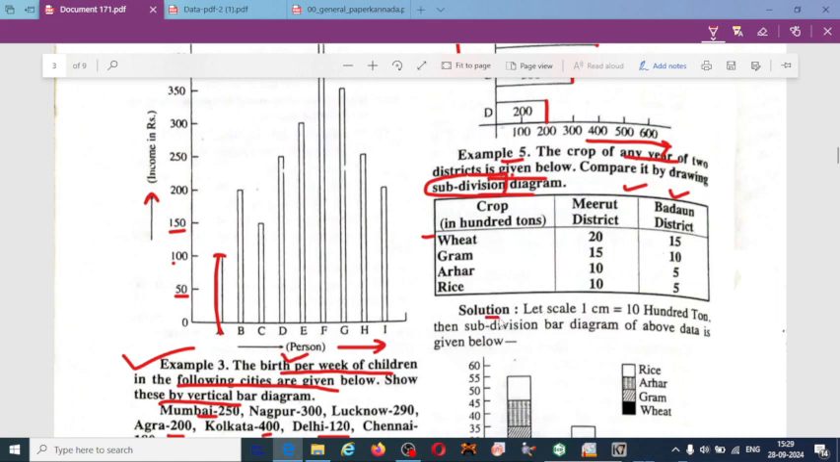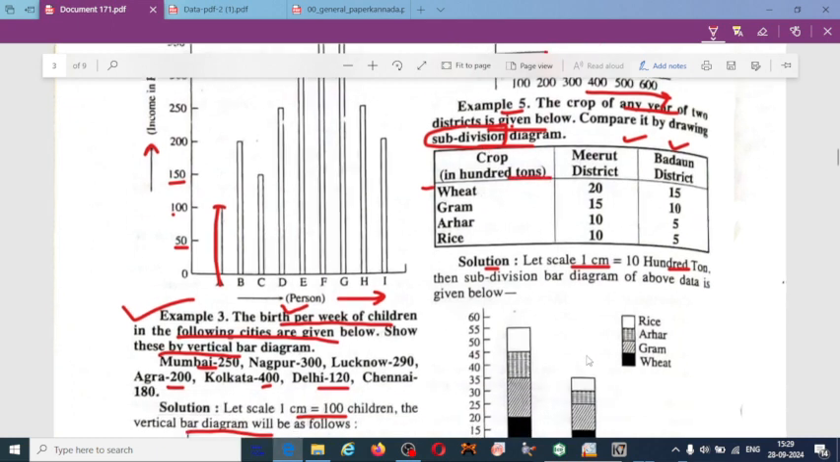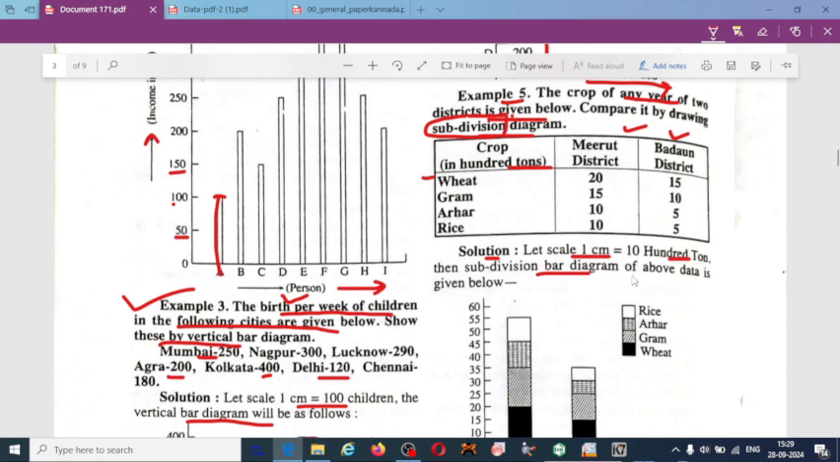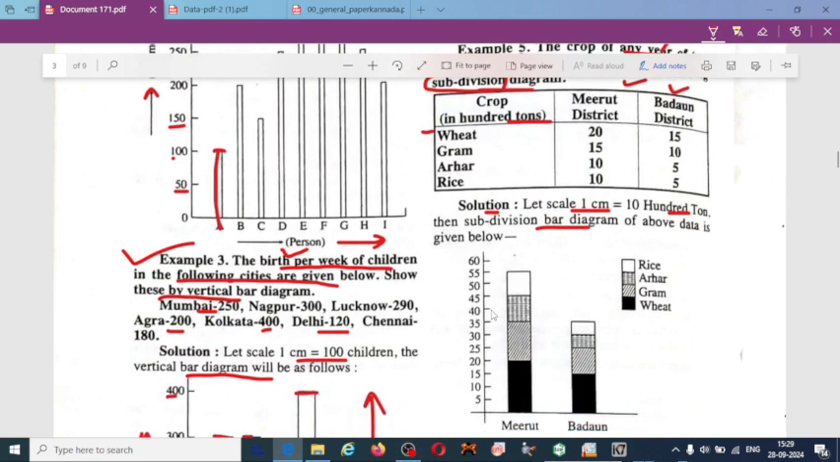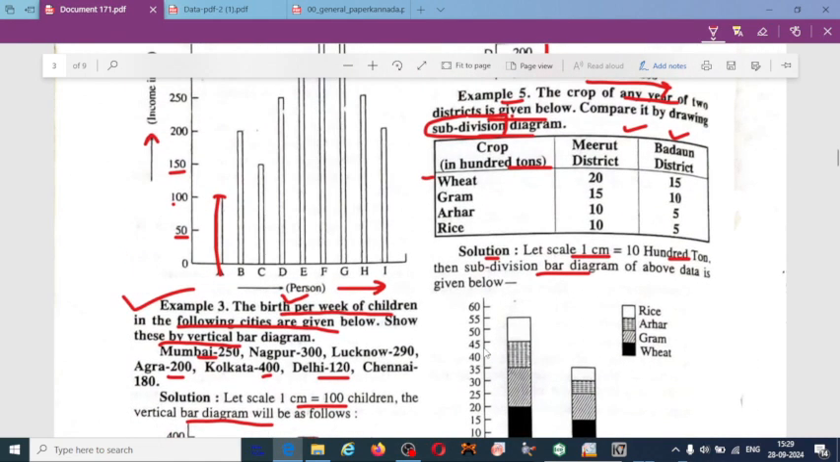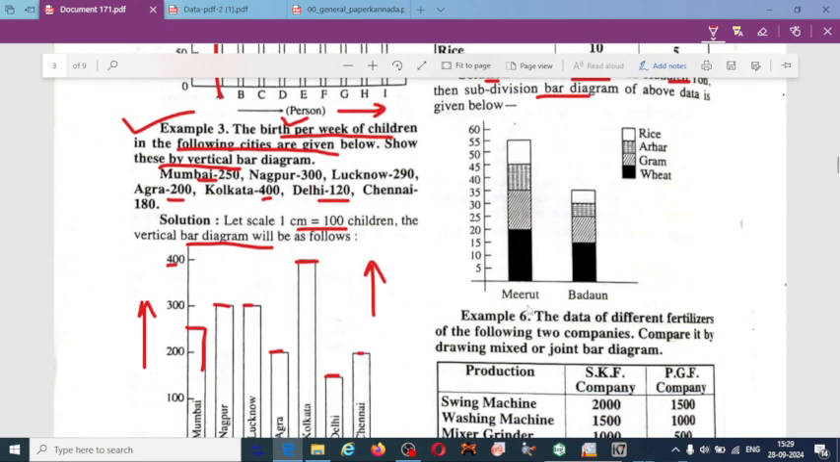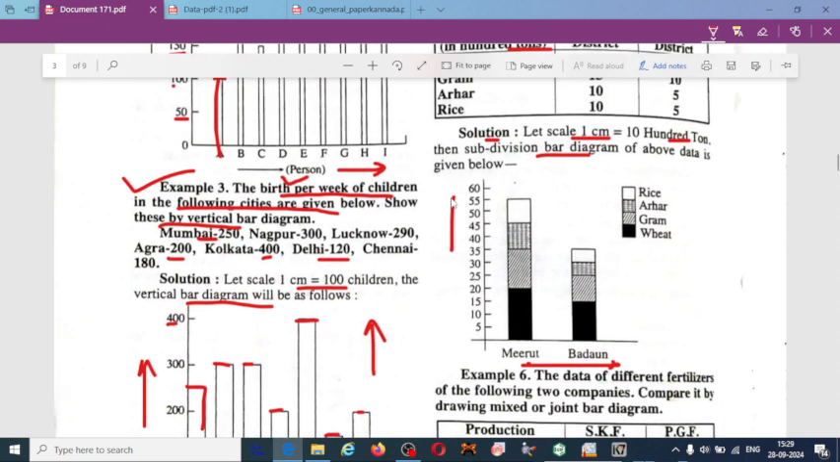So let us solve here. Scale: 1 centimeter is equal to 1000 tons. The given crop yield is in terms of tons, as you can observe. So draw the subdivided bar diagram of the data. First take the bar diagram subdivision, with the district names along the x-axis and the crop yield in tons along the y-axis.